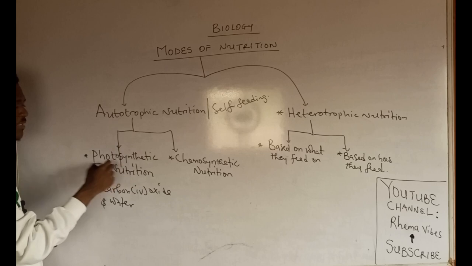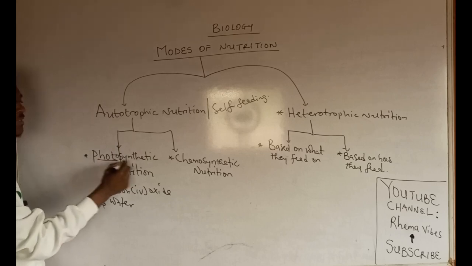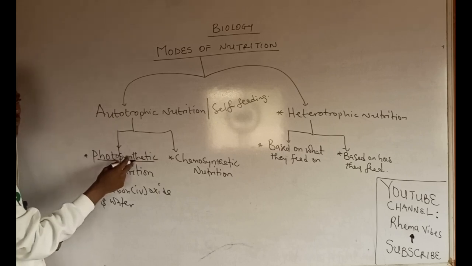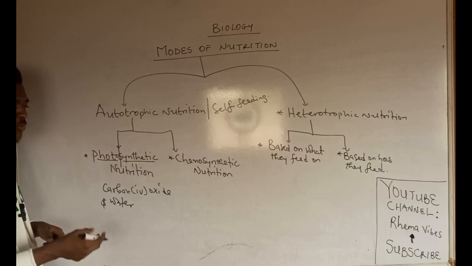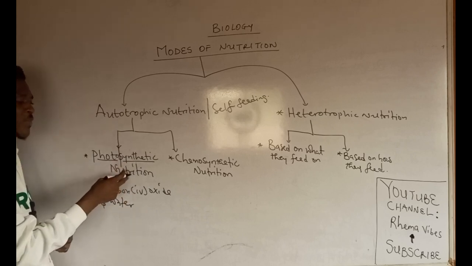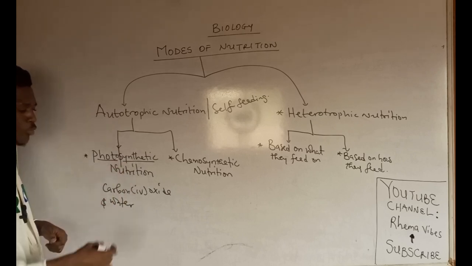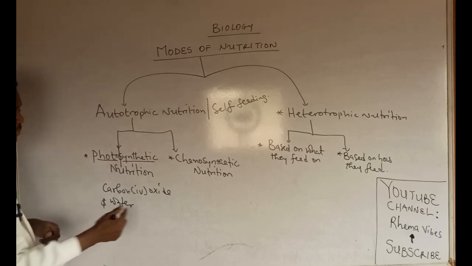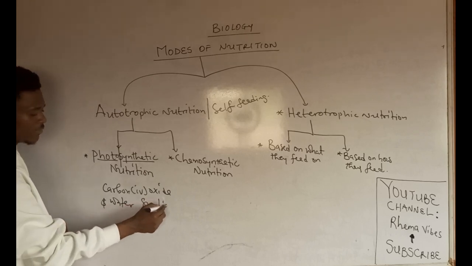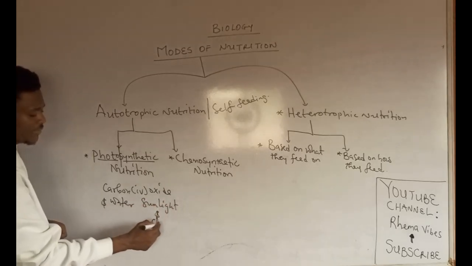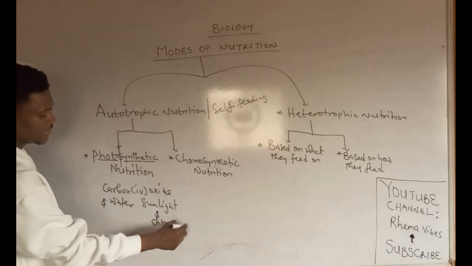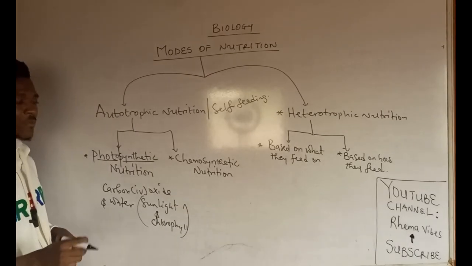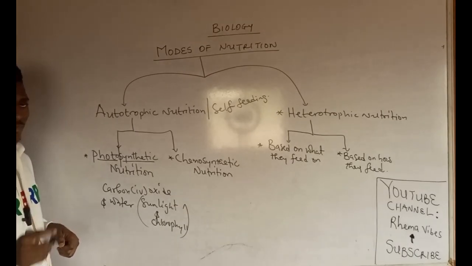Mind you, I can split this into two parts: photo and synthetic. The word photo means light, while synthesis means to manufacture or to produce. So we can simply say that photosynthetic nutrition is a nutrition that involves production of food in the presence of light. In the presence of sunlight and chlorophyll, plants are able to produce their food. Chlorophyll is the greenish pigment that is found in the leaves or stems of some plants.